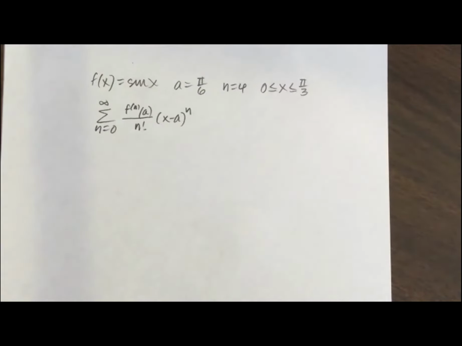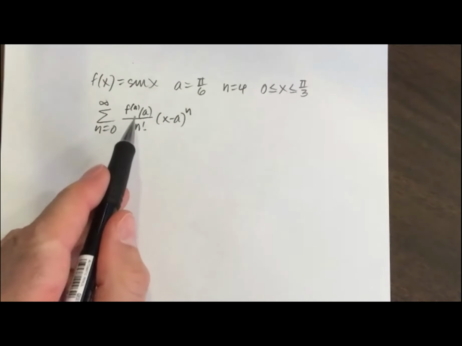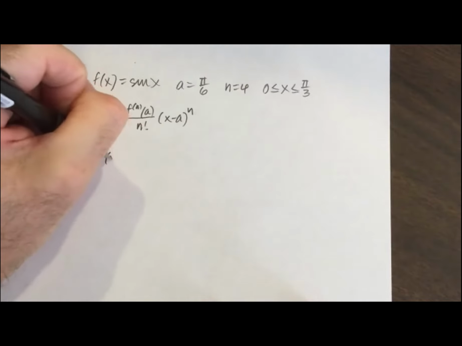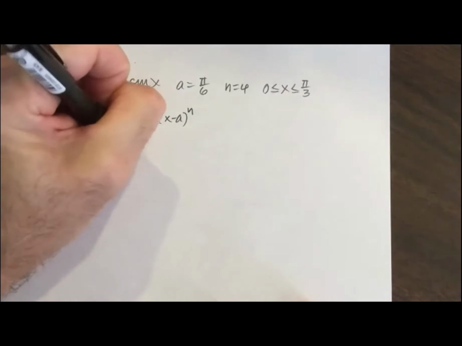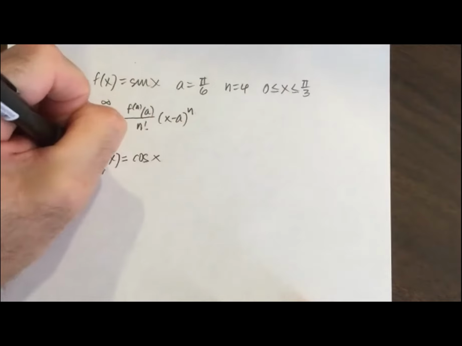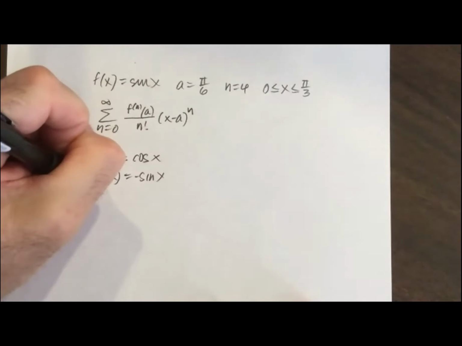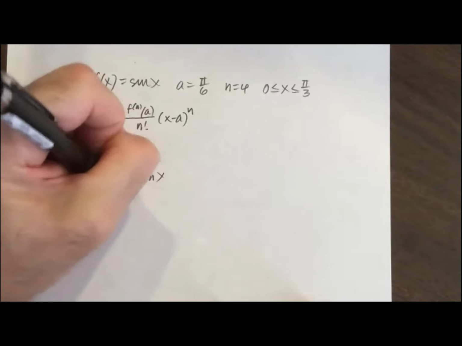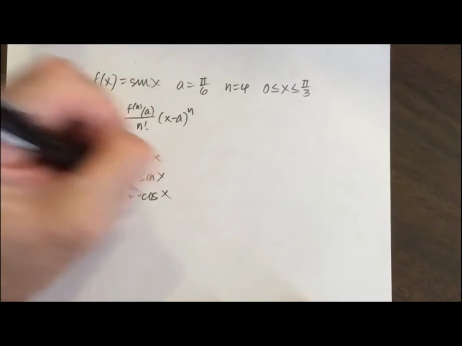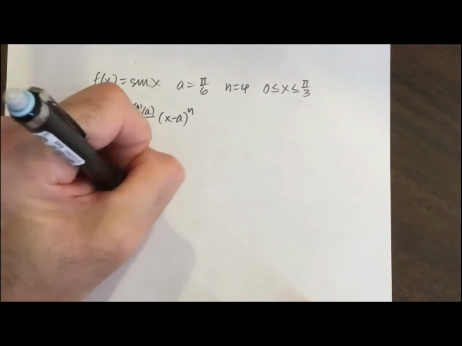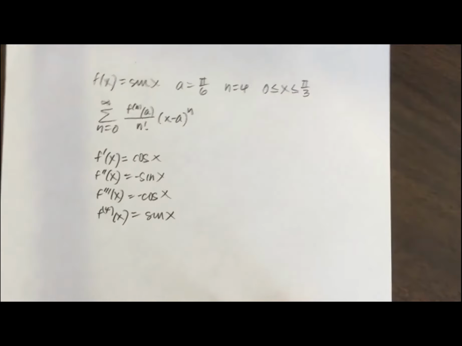So we know a is pi over 6, so you can plug that in. And so we can write out all these terms if we can find the derivative and plug in pi over 6. So let's do a few terms. Here's the first derivative, right? Derivative of sine is cosine. The derivative of cosine is minus sine. The derivative of minus sine is minus cosine. The derivative of the fourth, right, of minus cosine is back to sine again. And then it goes around and around.